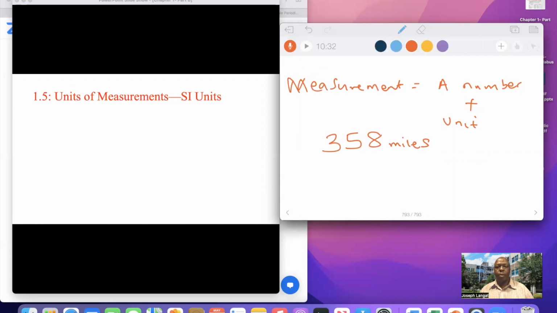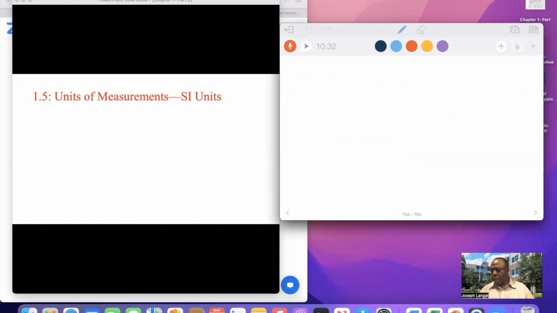So all measurements should have two things: a number attached to it and a unit which goes with it. This is the unit, and this is a number which shows the magnitude. There are three types or three systems of measurements you should be familiar with.